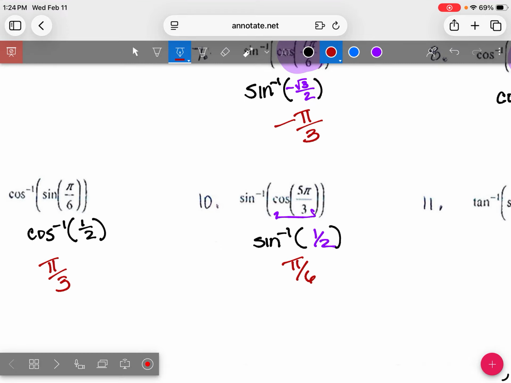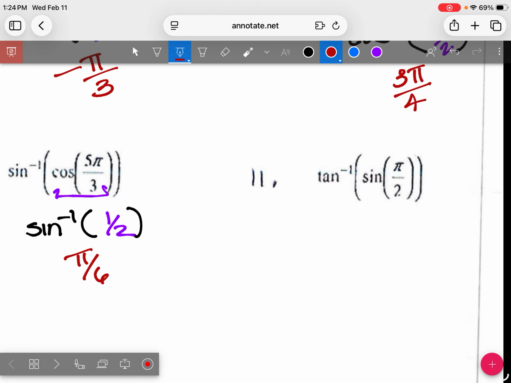All right, last one. What's the sine of pi over 2? All right, what angle in quadrants 1 or 4 has a tangent of positive 1? Wouldn't be root 2 over 2. What angle? What's the angle? Pi over 4. All right.